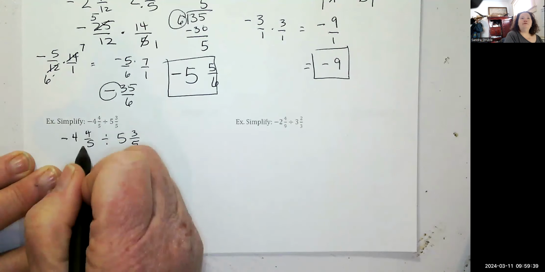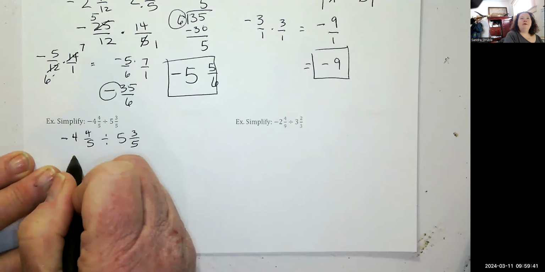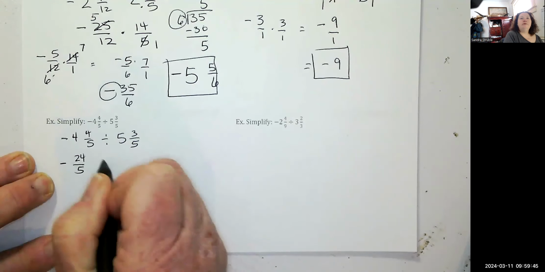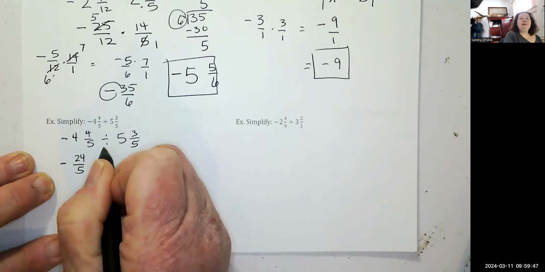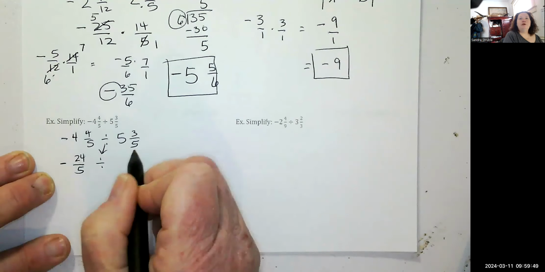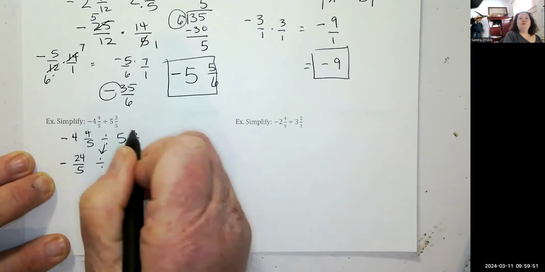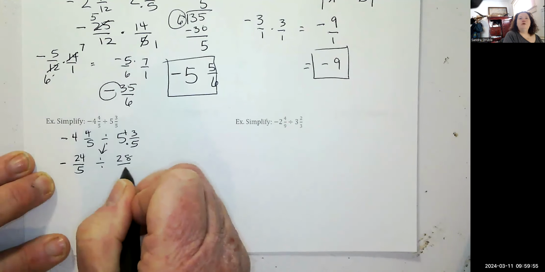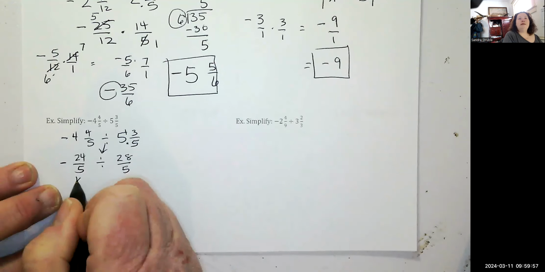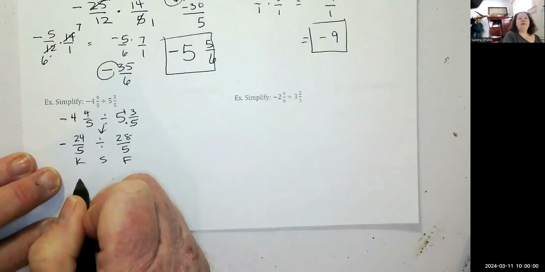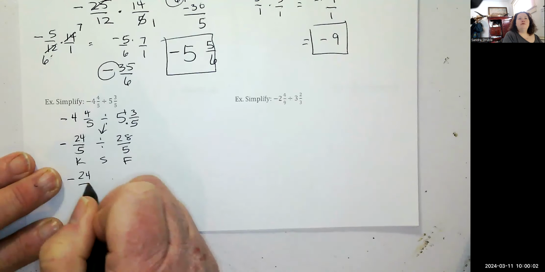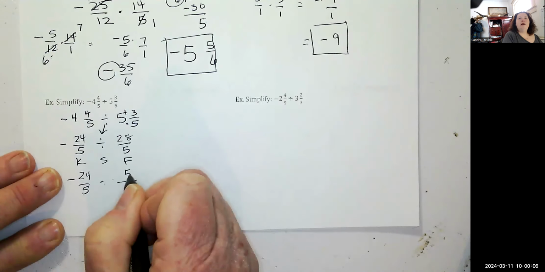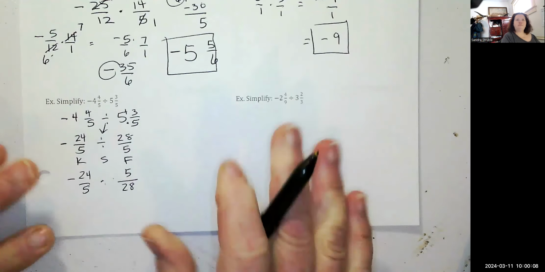But we have to go around the world. 5 times 4 is 20, plus 4 is 24 over 5. It's negative. Divided by, I'm keeping my division symbol so far. 5 times 5 is 25. 25 plus 3 is 28 over 5. Now I can do the keep, switch, flip. Keep -24 over 5. Switch from division to multiplication and flip 5 over 28.